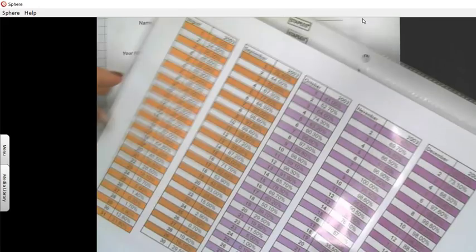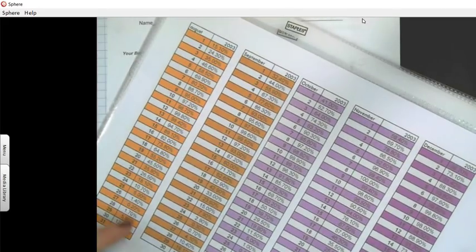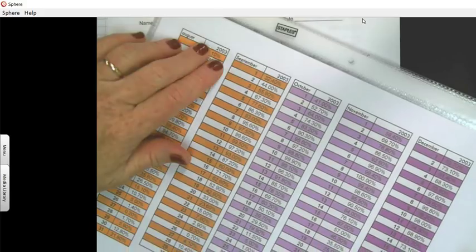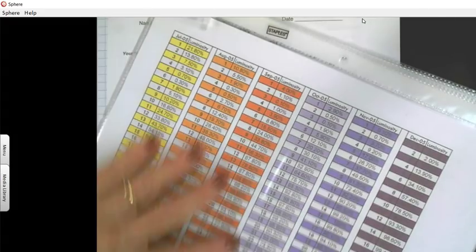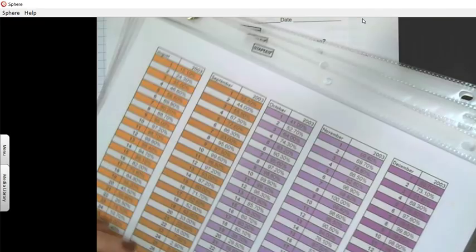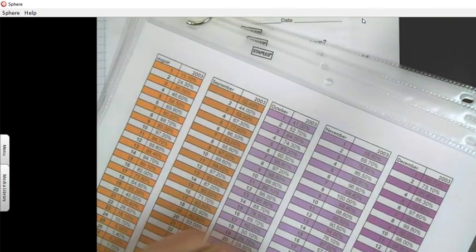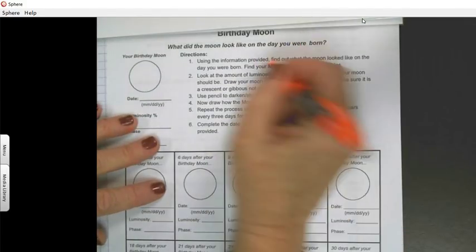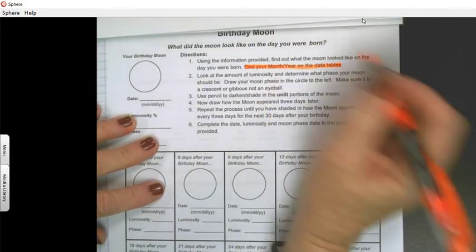And at your tables, you will have these sheets. They are the luminosity charts for each of the months for the different years. So I have 2003, I have 2005, and I've got 2004. So you're going to go in and find wherever your birthday falls in here. You're going to find the month and the year on the data tables.